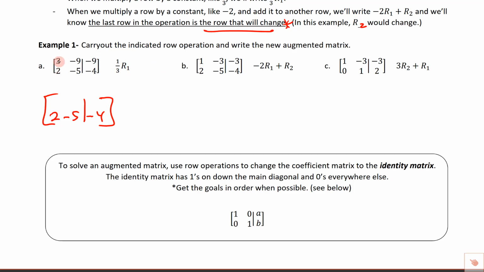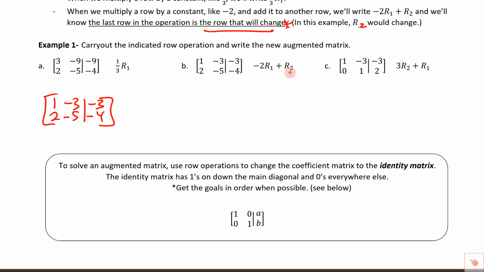So we do 1/3 times 3. That's a 1. 1/3 times -9. That's a -3. And 1/3 times -9. That's a -3. We just did that row operation. Okay, now I'm going to take this new matrix and I'm going to take -2 times row 1 and add it to row 2.